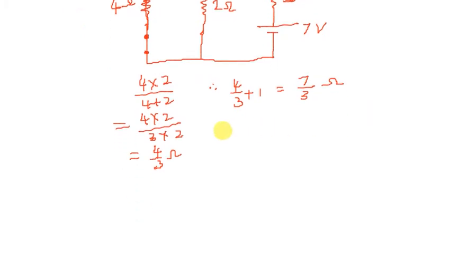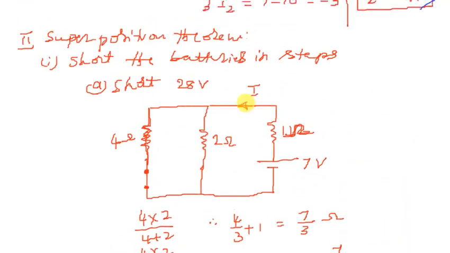The main current I is equal to the EMF, which is 7, and total resistance is 7 divided by 3. So it is 3 amps. So this is the main current that is flowing here, right? So it is 3 amps.